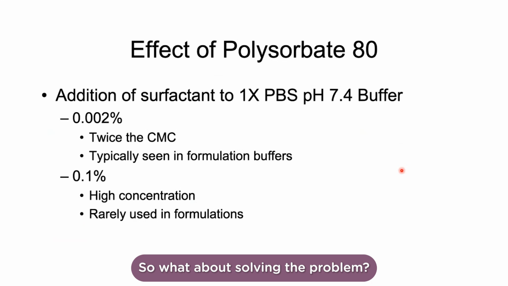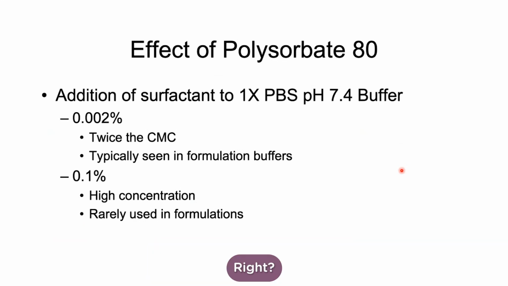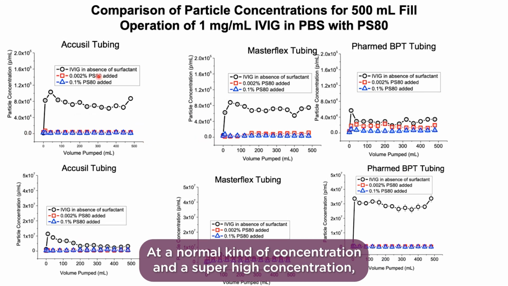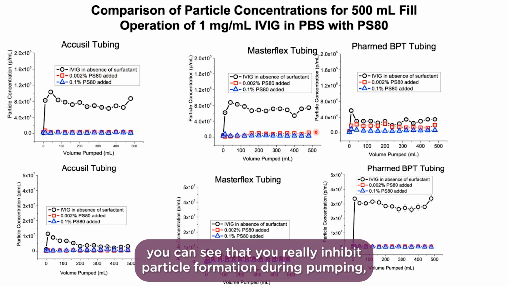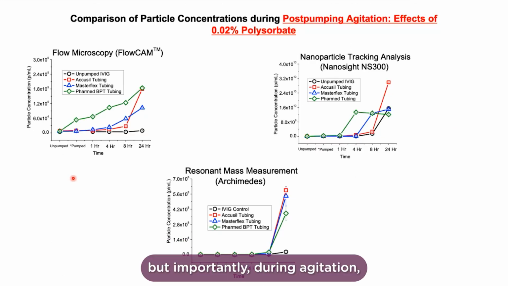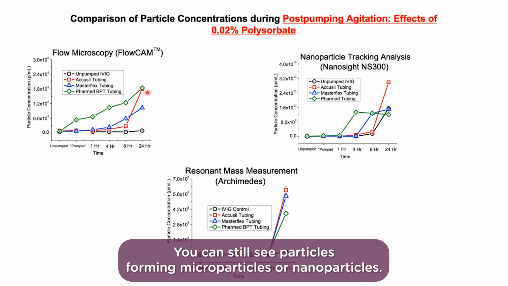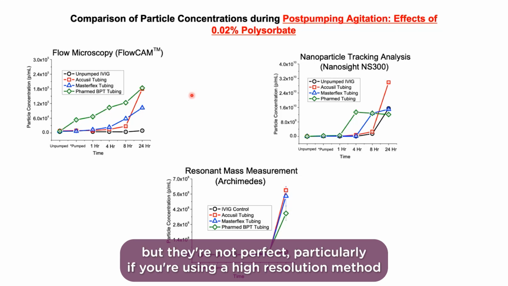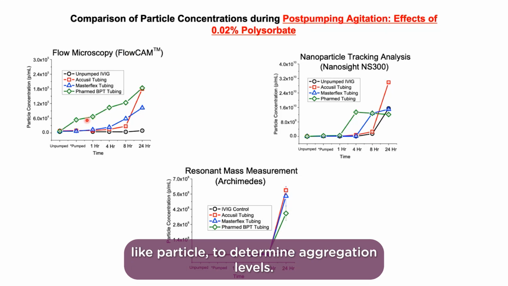So what about solving the problem? Well, let's just put in polysorbate, problem solved, right? And if you put in polysorbate 80 at a reasonable concentration, that's the case. At a normal kind of concentration and a super high concentration, you can see that you really inhibit particle formation during pumping. But importantly, during agitation, which granted is a pretty bad stress, you can still see particles forming, microparticles or nanoparticles. And the idea is that surfactants are pretty good stabilizers, but they're not perfect, particularly if you're using a high resolution method like particle to determine aggregation levels.